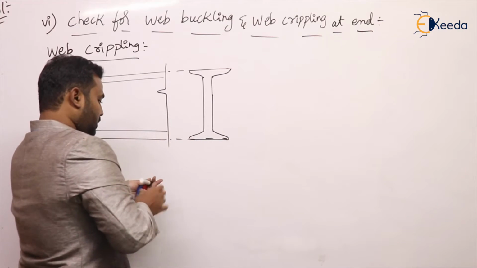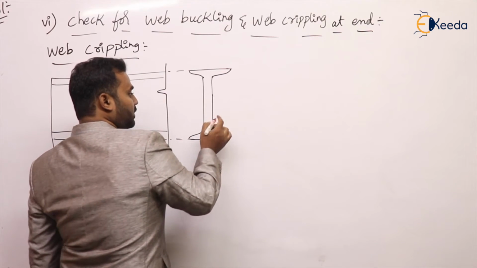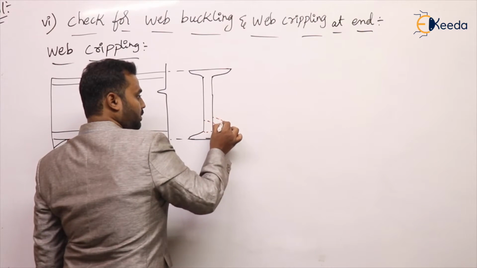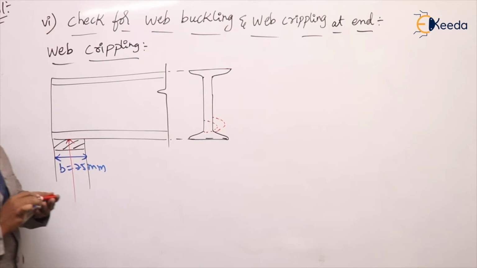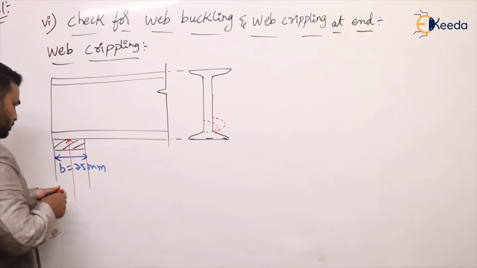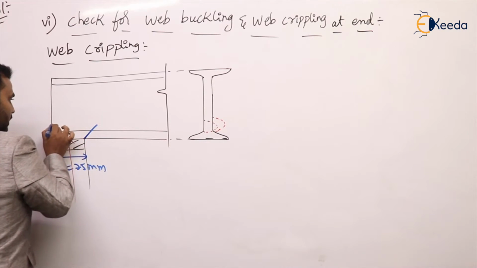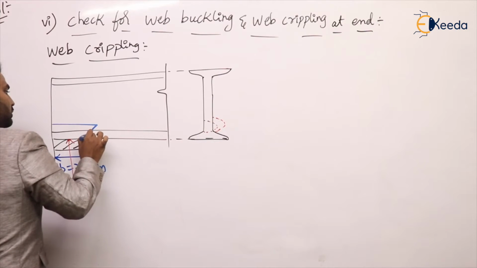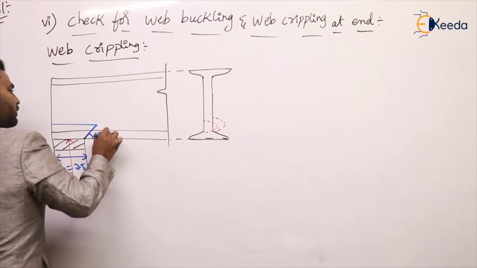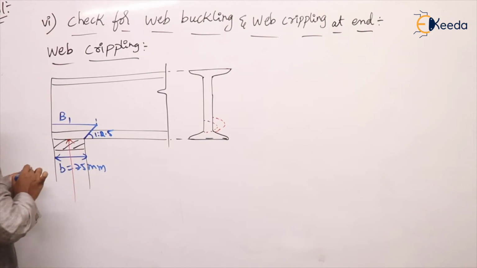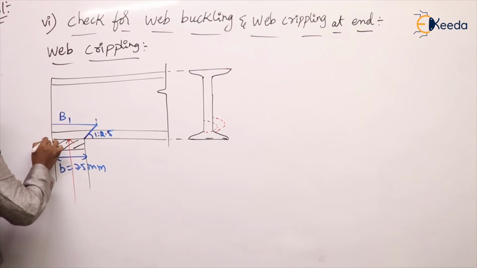Now web crippling at the support will occur like this. Web crippling means local buckling of the web. And for this web crippling, we assume the load dispersion as 1:2.5 at this location. This is considered as a capital V1. Let us take this as H1.